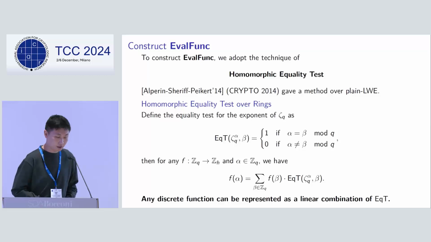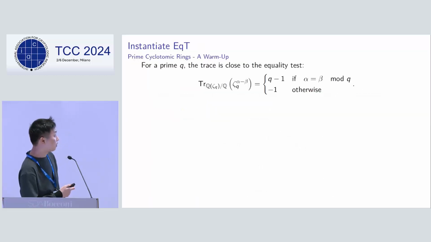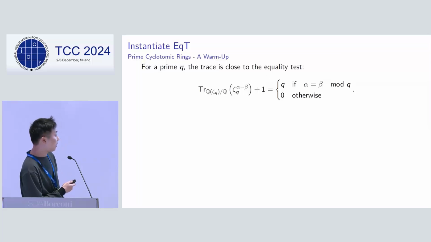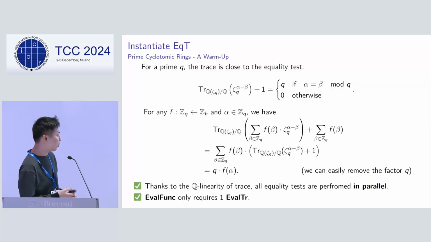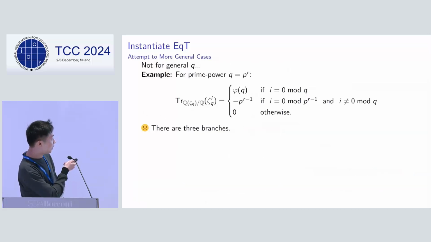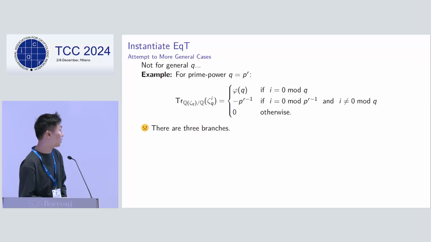Let's begin with the simplest case. Over prime cyclotomics, the trace of roots of unity has 2 branches, which is quite close to the equality test. Actually, the trace plus 1 can serve as the equality test. Based on this equality test, we can derive a function evaluation formula. In this formula, all the equality tests are performed in parallel, and we only require 1 trace evaluation. But this is not true for the general case. For example, if Q is a prime power, the trace of roots of unity has 3 branches, which is not satisfactory.